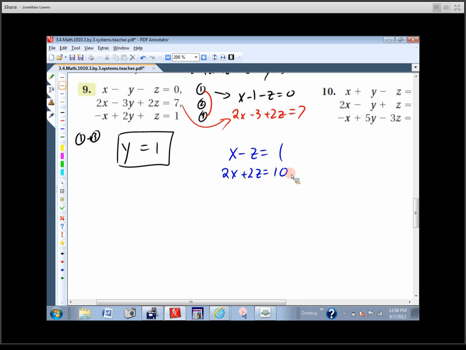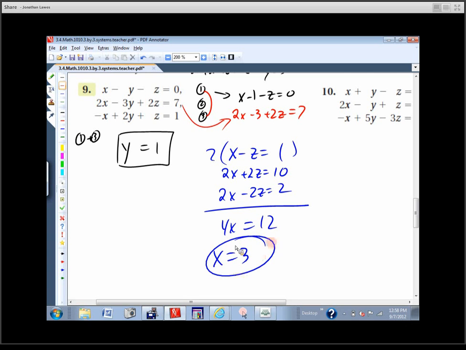And once you get to here, do you know what to do? From here on out, it's pretty darn easy, right? I'm going to multiply the first one by 2. That's going to be 2x minus 2z equals 2. That's going to give me 4x equals 12. So I get x equals 3. And once I have that, piece of cake. Plug back in, find the z. I've got x, y, and z, and I'm done. Do I need to finish this? Does everybody understand?